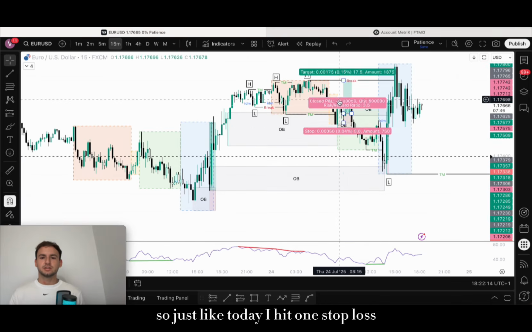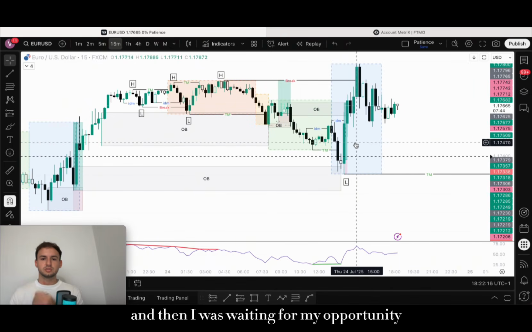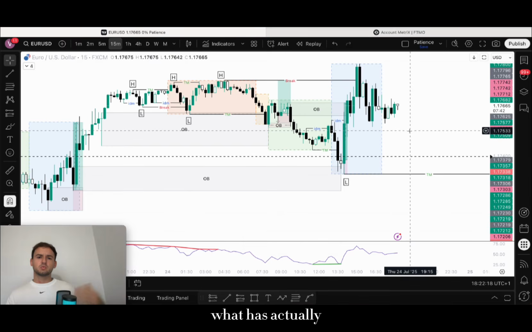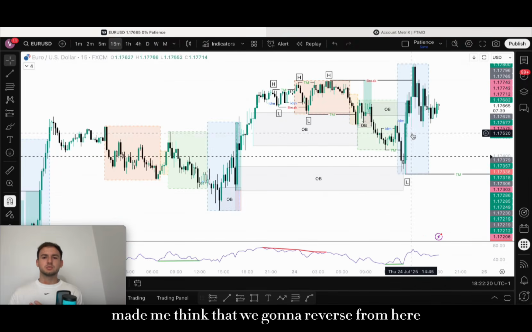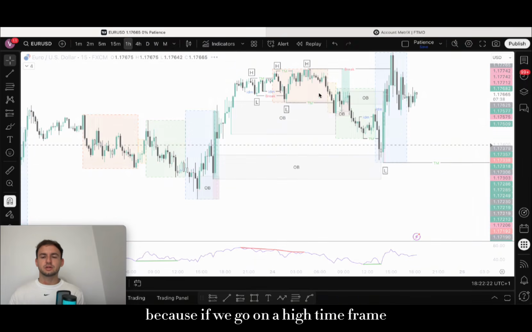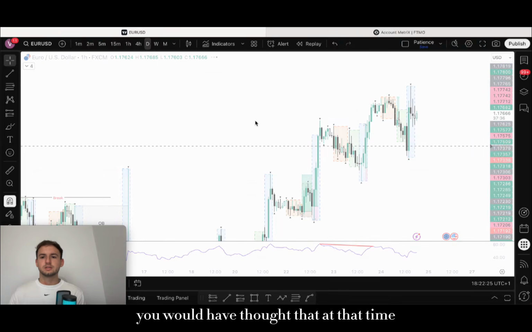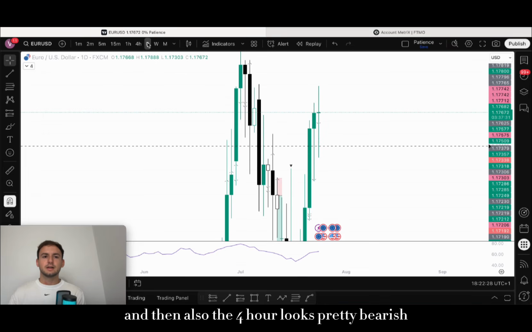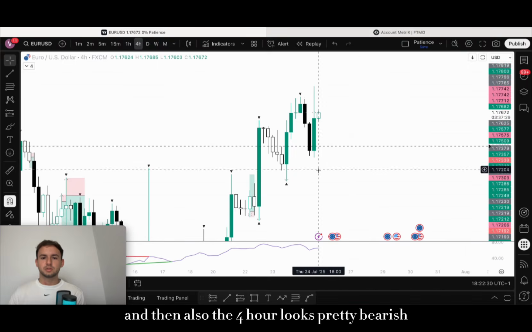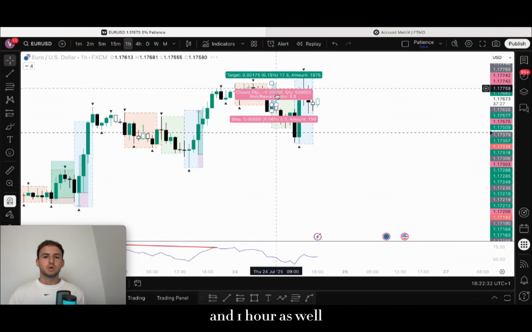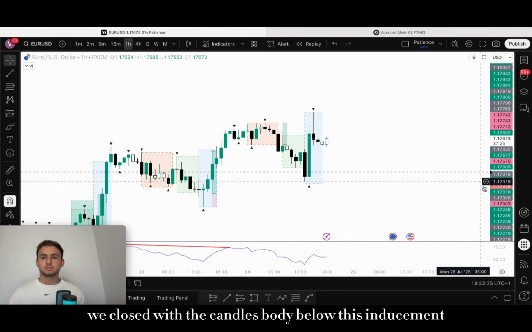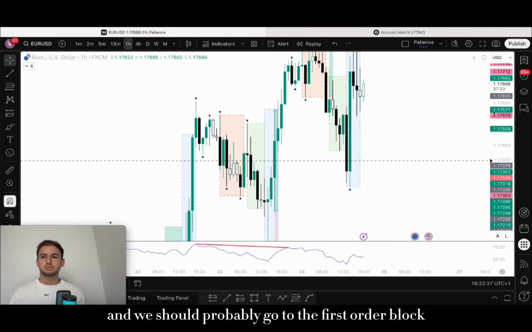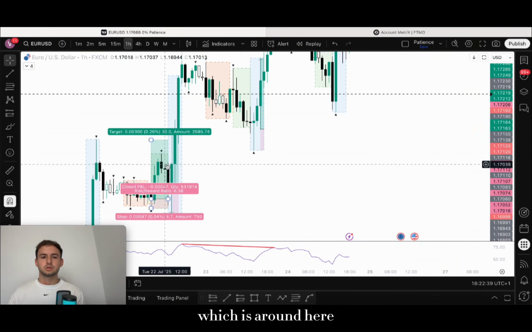So just like today, I hit one stop loss and then I was waiting for my opportunity during New York. So what has actually made me think that we're going to reverse from here? Because if we go on a high time frame, you would have thought that at that time we had a sweep of the previous daily high, if you can see here, and then also the 4-hour looked pretty bearish, and 1 hour as well. We closed with the candle's body below this inducement, and we should probably go to the first order block, which is around here.